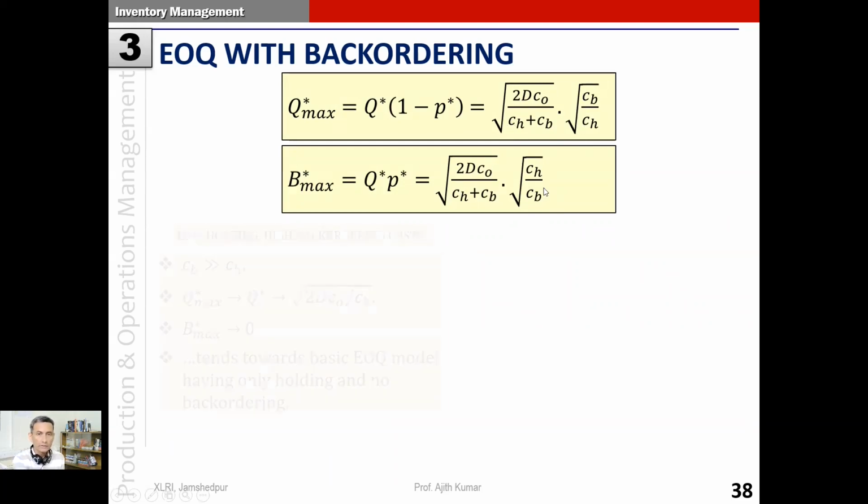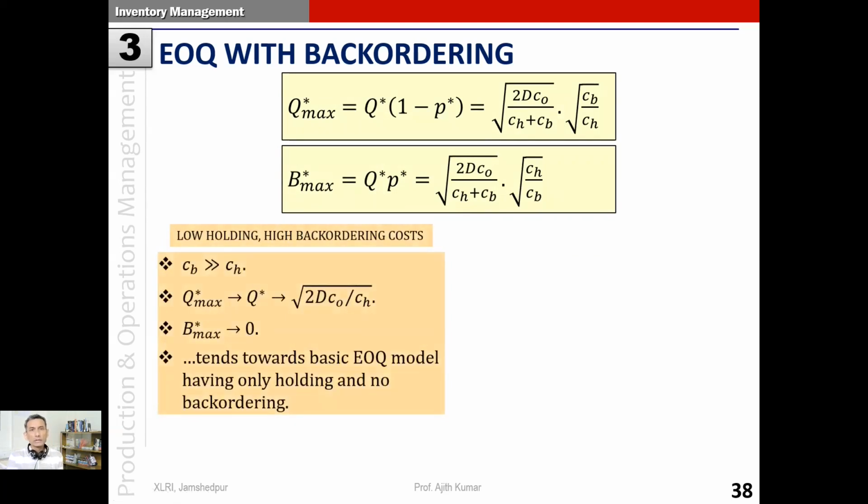So what is the implication? Reflecting on these formulae, let's take a scenario when the holding costs are low and the back ordering costs are very high. Okay, so we're taking now two extreme scenarios. In the first extreme scenario, we take CB, the back ordering cost, to be much, much higher than the holding cost. CB is much, much greater than CH. Okay, then what will happen? You look at the Q max formula to answer this. The Q star max formula tells us that it will tend towards Q star. So when CB is much, much greater than CH, you apply that here, you'll find that in that limit, Q star max tends towards Q star, which tends towards square root of 2D CO by CH. And your B star max tends towards 0.